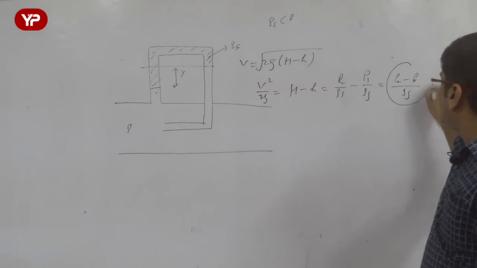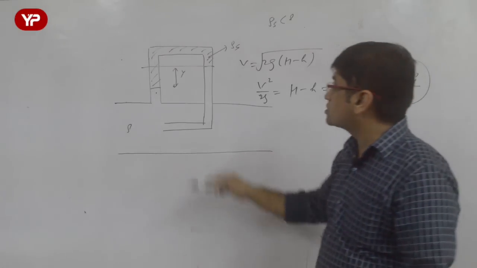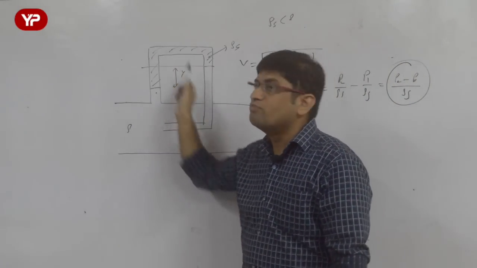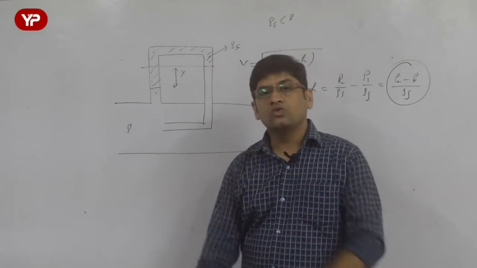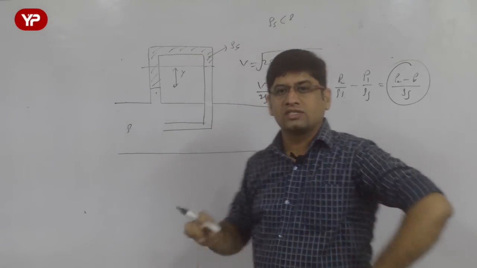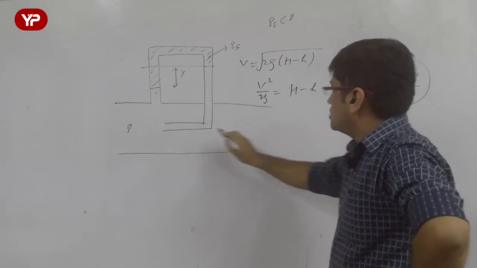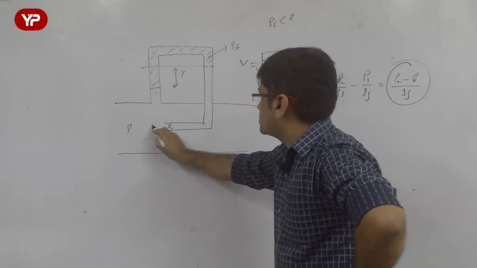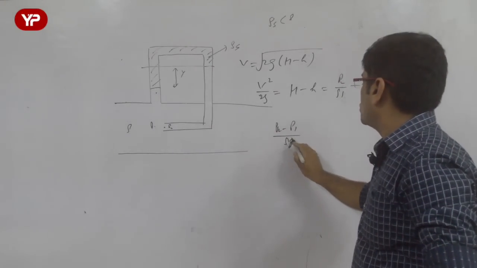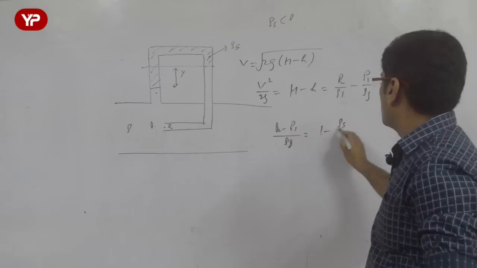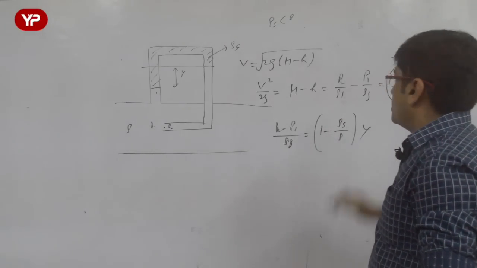Now this is the difference of pressure head. I will use the concept of manometer. Now this has become a manometer, an inverted U tube manometer. I use the concept of manometer to calculate this. Let's see how it can be used. This pressure is P2 here, this pressure is P1. So P2 minus P1 by rho g is equal to (1 minus rho s by rho) into y.